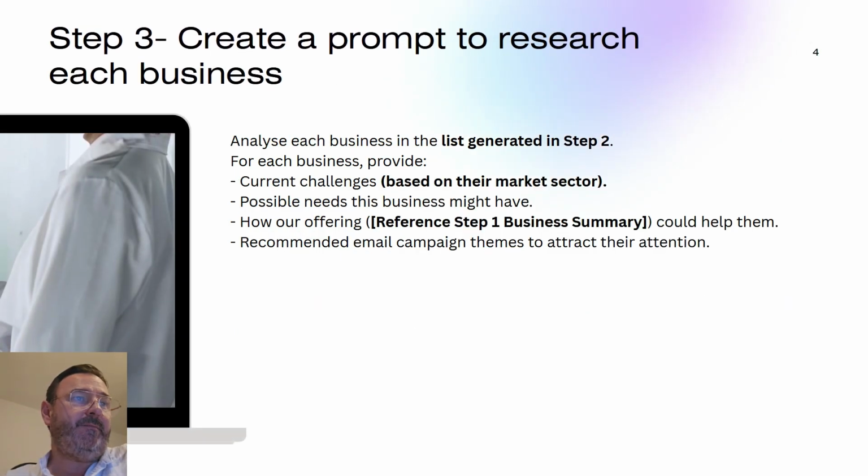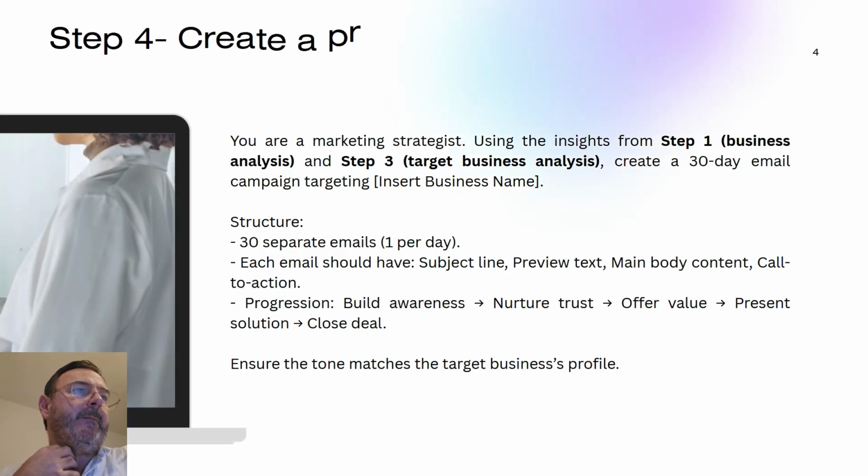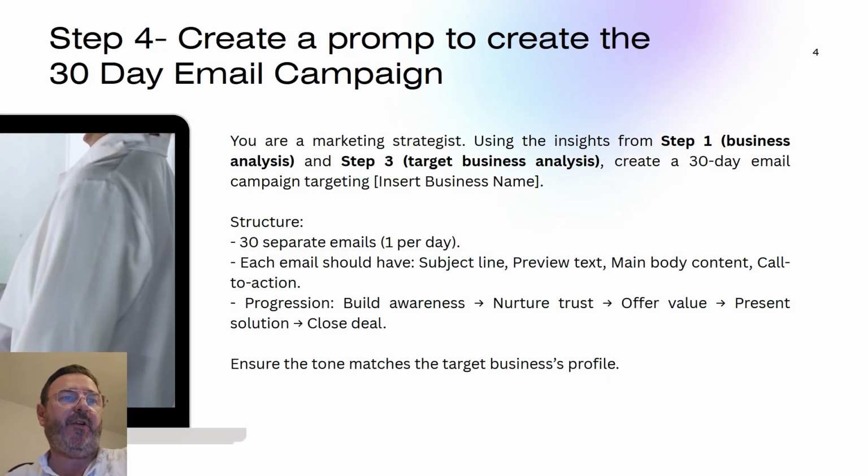For each one, analyse each business in the list generated in the previous step. For each business, provide the current challenges based on their market sector, possible needs this business might have, how our offering in our first prompt could help them. Recommend email campaign themes to attract their attention. So we're doing research into these 5 businesses now. And the last one is to actually create the email campaign.